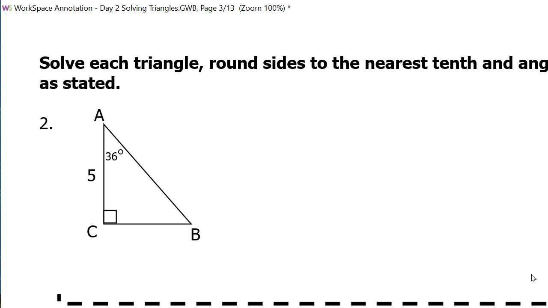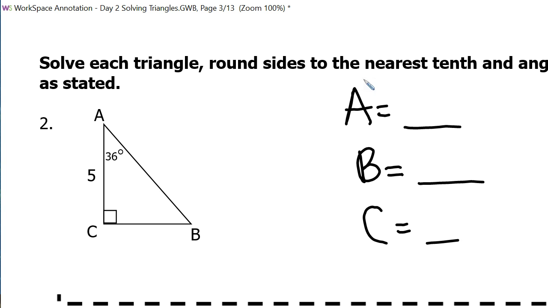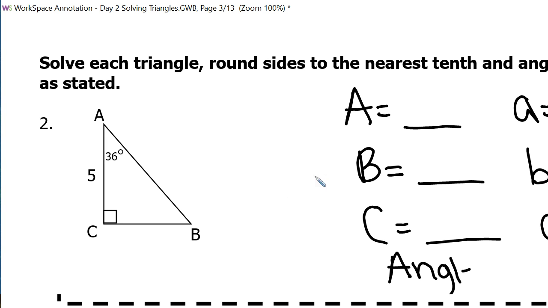Next one, now it says solve each triangle. When it says to solve a triangle, you need 6 answers. You need 3 answers for all of the angles, and you need 3 answers for all of the sides. And notice we have angle A, B, and C. So just like yesterday, we're using capital letters to represent our angles, and we're using lowercase letters to represent the side length. So again, capital letters are for the angles, and lowercase letters are for the side length.